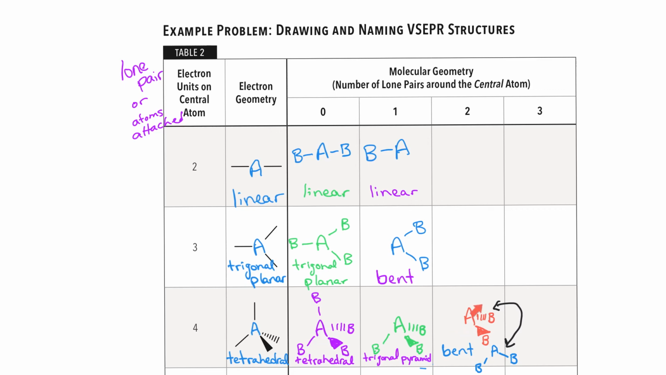This one right here is just making use of the wedges and dashes that we started off with in our original electron geometry. This one is also relevant though because all three of these atoms would be in the same plane as one another.